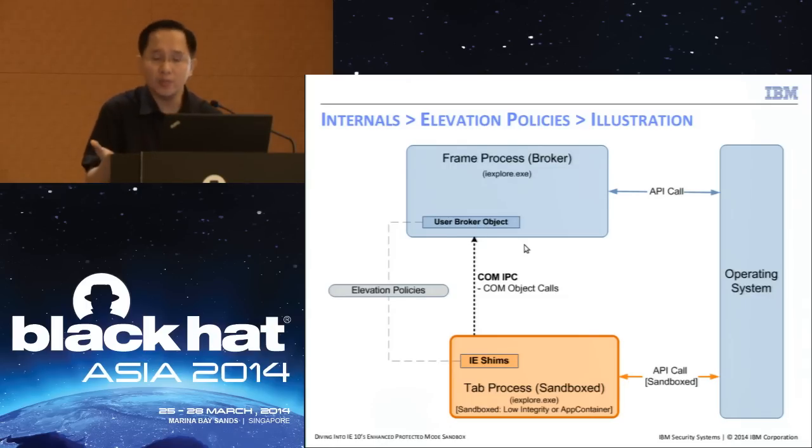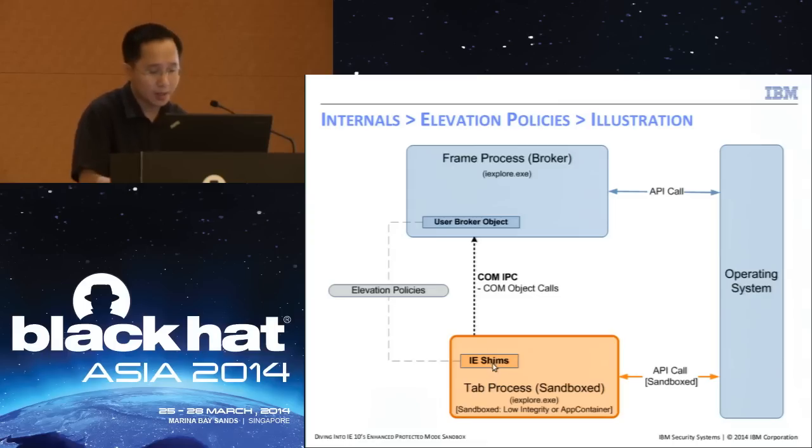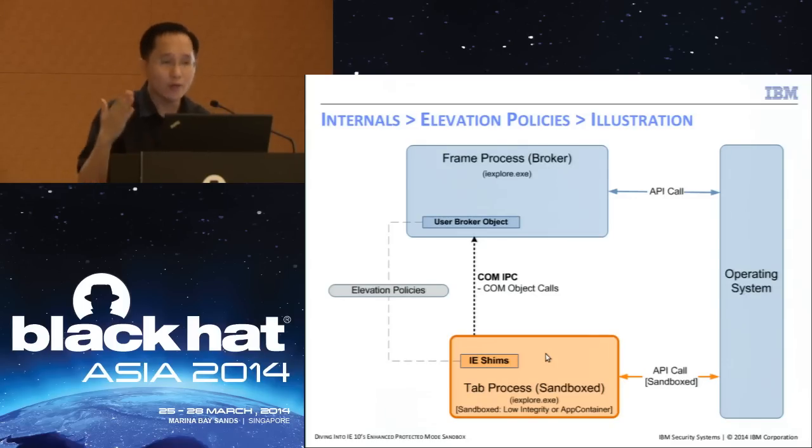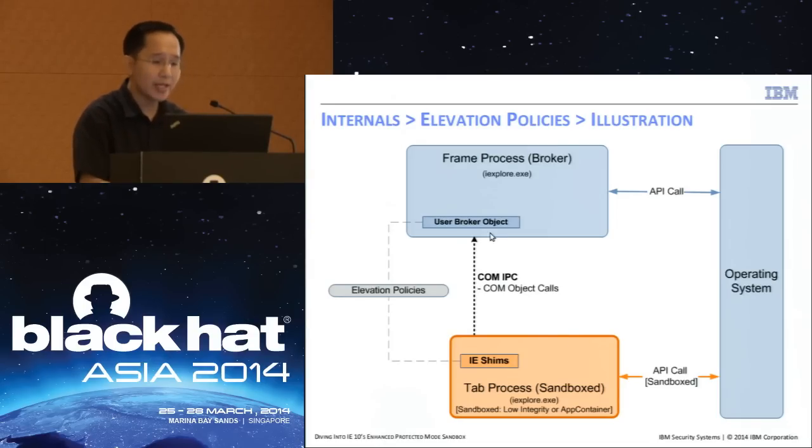Now suppose CMD is being executed. What will happen is that IE shims will consult the elevation policies and will find out that CMD.exe should be prevented from launching. So the API call will be ignored. You might think that we can just directly forward our API to the broker. But what happens is that the broker rechecks the API call, and the broker will find out that CMD.exe shouldn't be executed. And so the broker will just ignore our call.